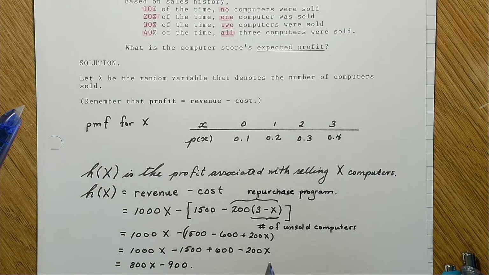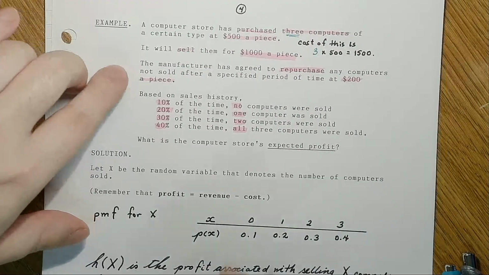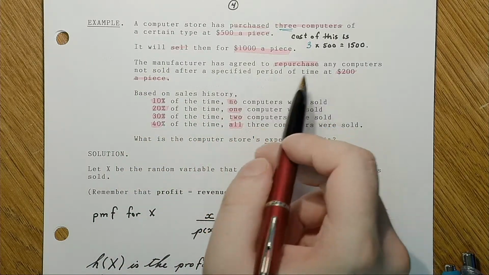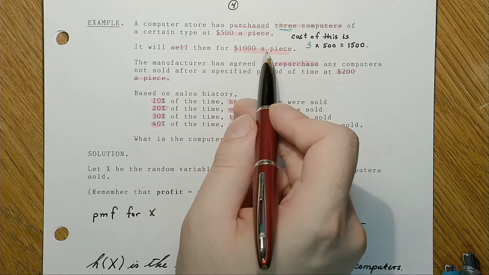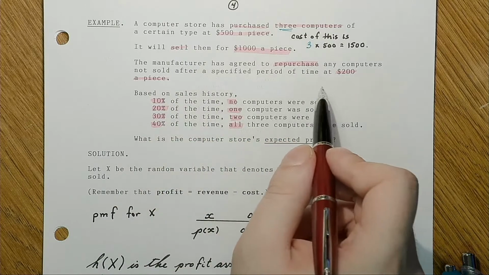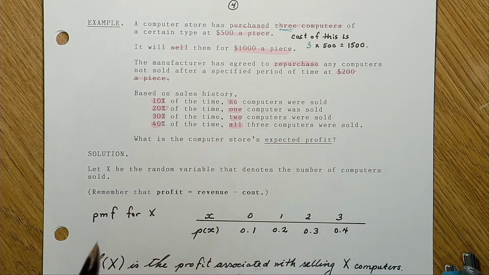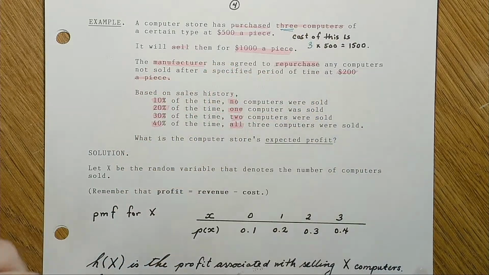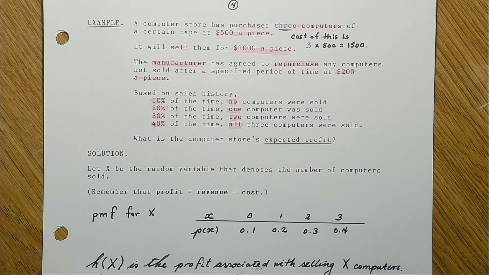But aren't we paying to get it back? No, no, no, no. Basically what this says is that the manufacturer has agreed to repurchase. So the computer store bought the 3 computers, and what the manufacturer has said is that if they have any leftover stock, they'll buy it back at $200 a piece. Yes, the manufacturer. So they'll repurchase it.